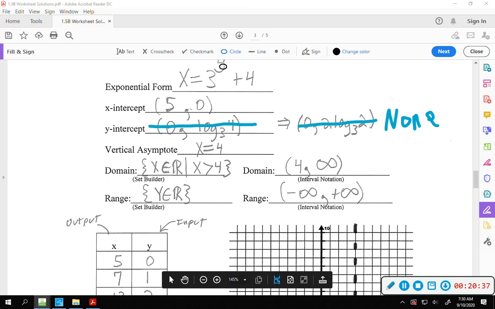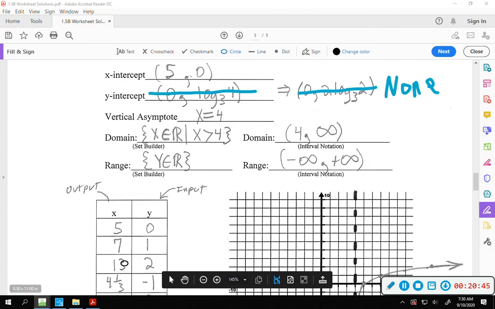So what about if y is 1? 3 to the first power is 3 plus 4 is 7. What about if y is 2? 3 squared is 9 plus 4 is 13. That's already off a 10 by 10 grid. So here's 2 good points. But we need to have at least 1 point going the other direction and showing how we're approaching the asymptote.